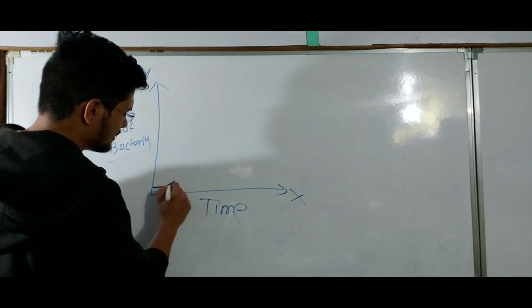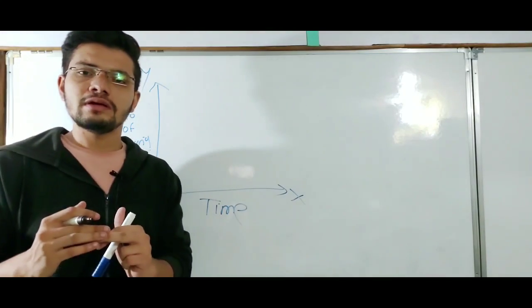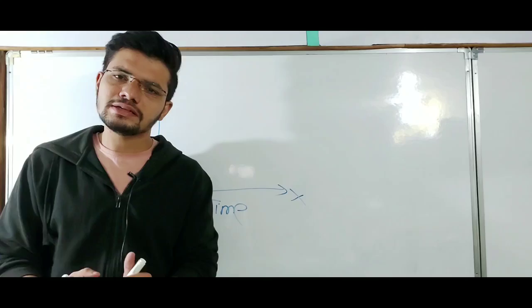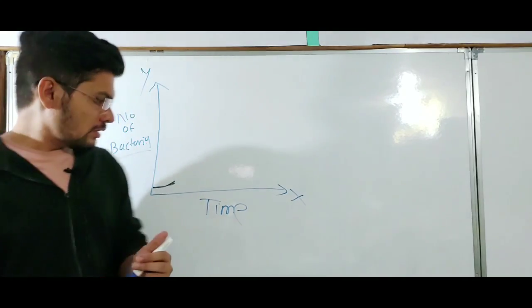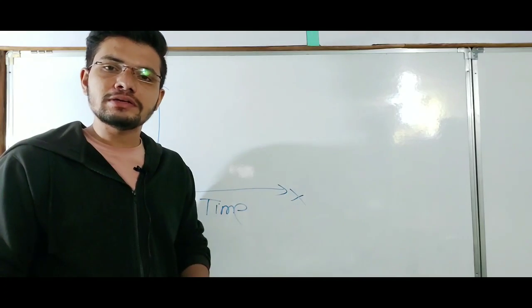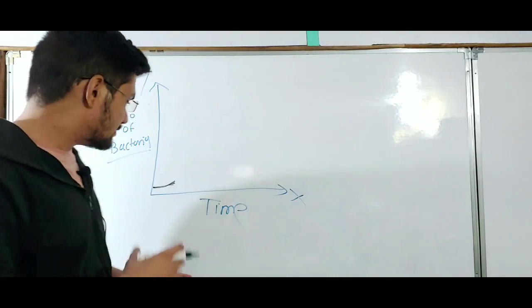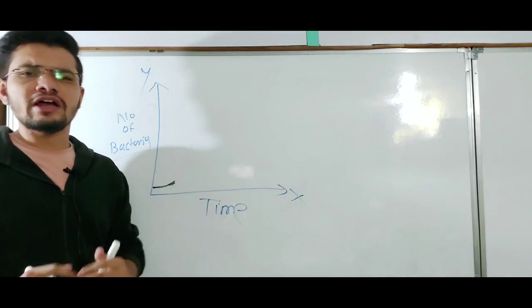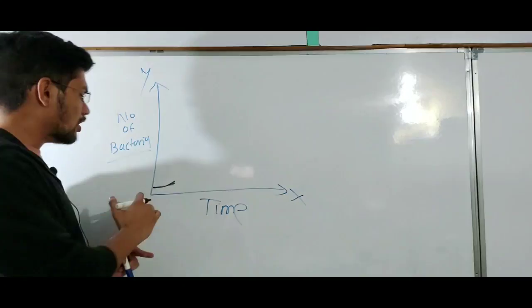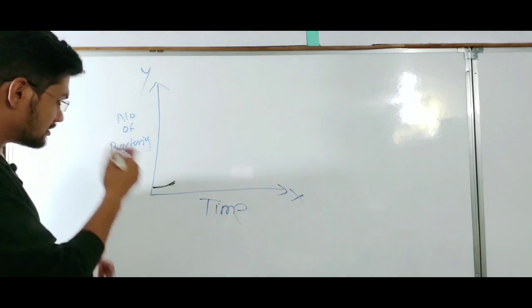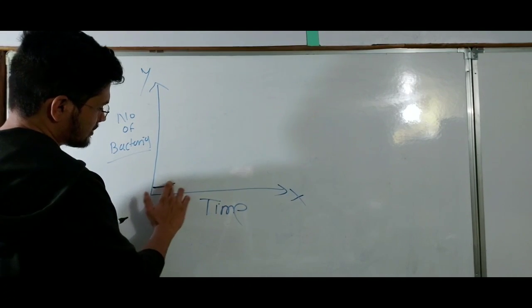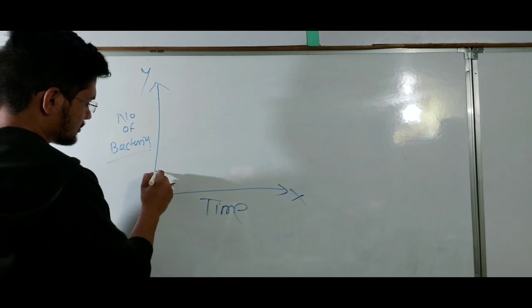This is the lag phase, in which bacteria are not growing. We can say this is just like a stationary phase. Their number is not increasing, but they are producing enzymes. They are adapting to the environment. They are trying to survive only. They are not trying to grow or reproduce. So that's why their number is not increasing, and this phase is known as the lag phase of the bacteria.